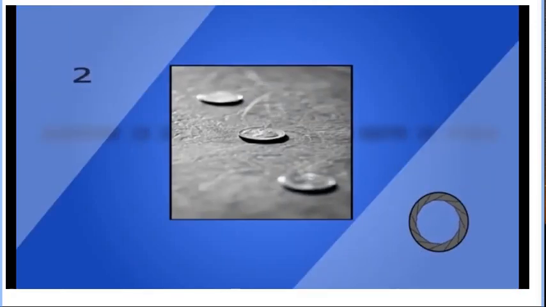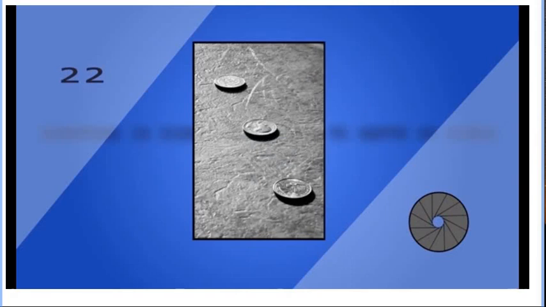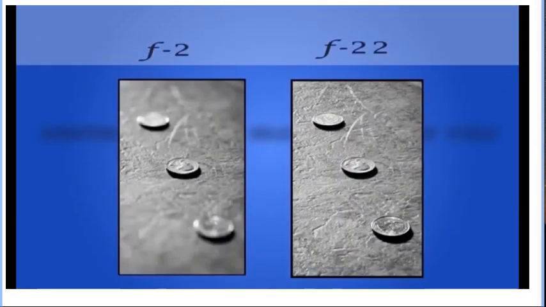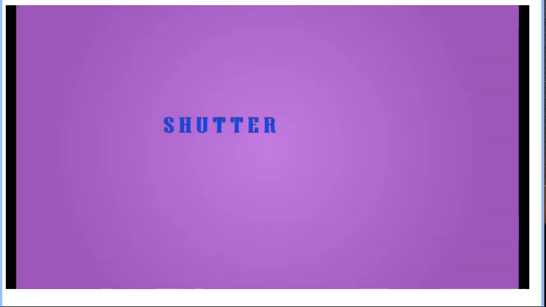The aperture is directly related to the depth of field. Lower the f number, larger the aperture and more blur the background and foreground will be. Higher the f number, smaller the aperture and more clear the background and foreground will be. Now let's talk about shutter speed.